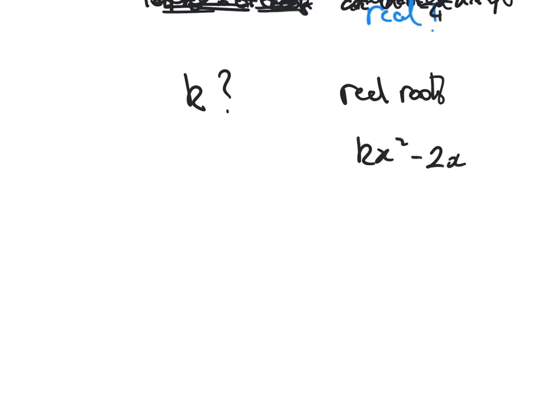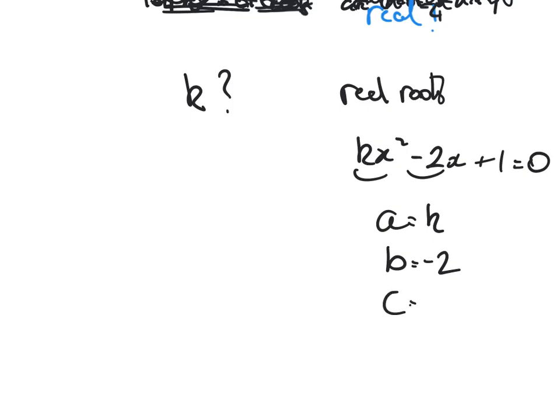Okay, let's try one more. For what value of k does this equation have real roots? And the equation this time is kx squared minus 2x plus 1 is equal to 0. Okay, so a is equal to k, b is equal to minus 2, c is equal to 1.